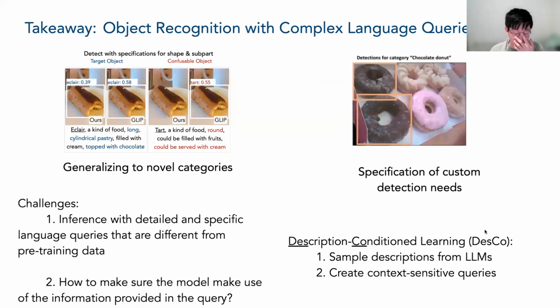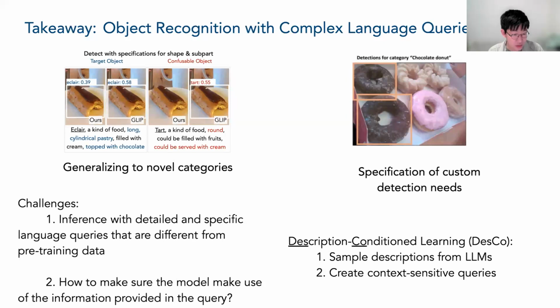Okay, that concludes the experiment part. The takeaway is that although current models already show very strong performance on all those benchmarks, these benchmarks are mainly designed for entity-based recognition. As long as you know the entity name, you're good to go. But now we are moving toward teaching the model to handle more complex language queries.